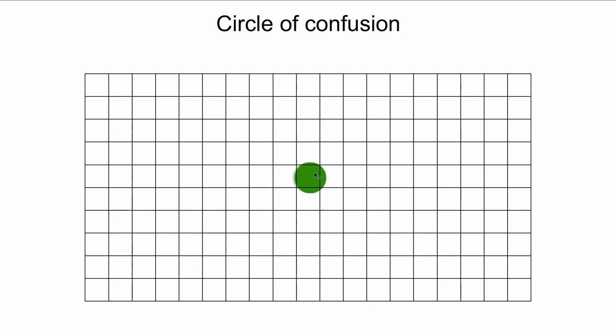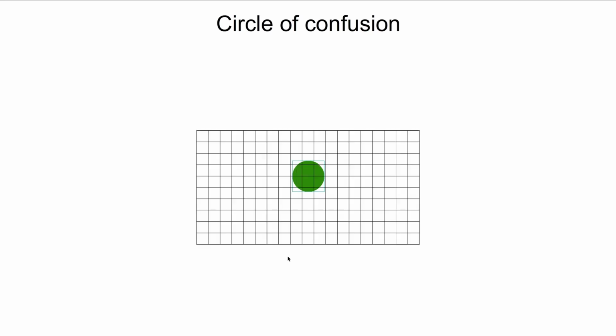Now what's going to happen if we keep this image the same, this point of light the same, but we change the size of the sensor but keep the resolution the same?